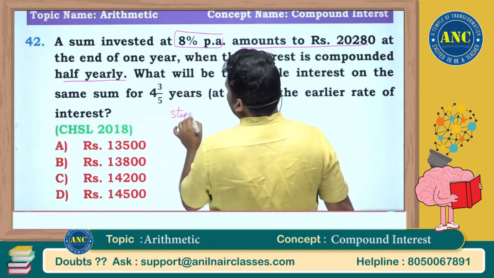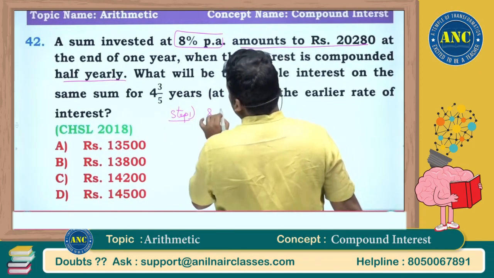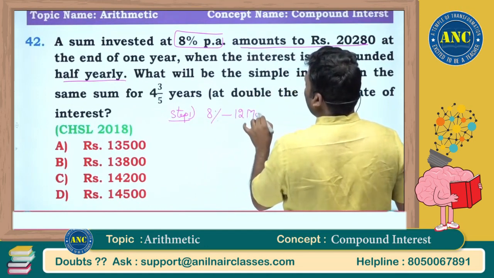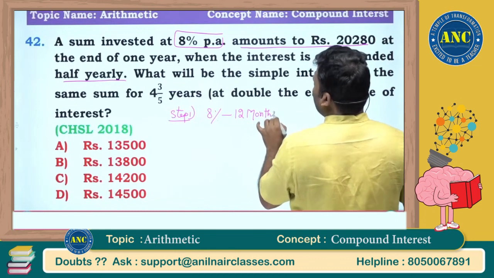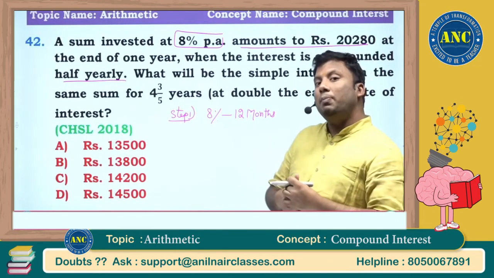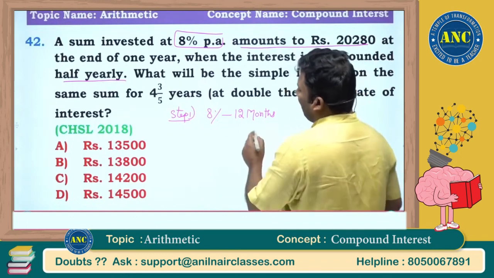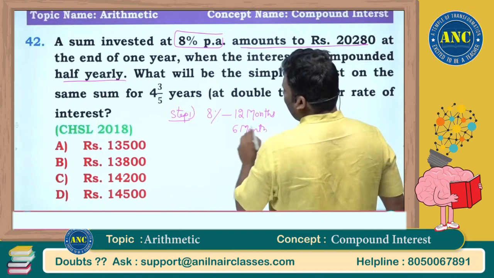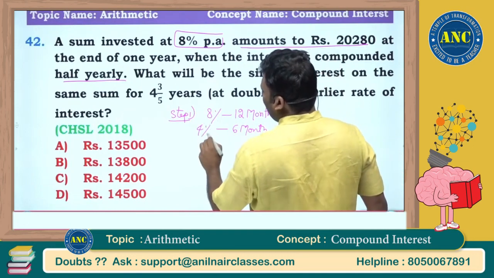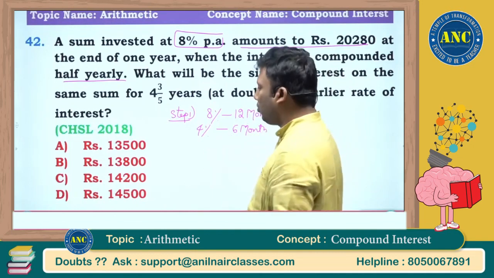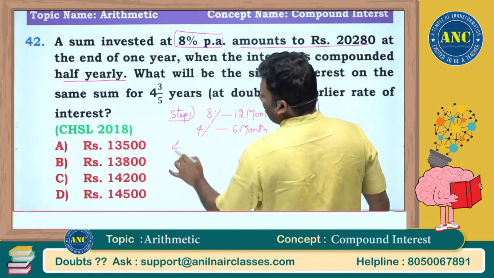Step number 1. It is mentioned that 8% is per annum. Annum is 12 months. For 12 months the rate of interest is 8%. Interest is compounded half yearly. Half yearly is 6 months. So the effective rate of interest becomes 4% half yearly. In a year, I am going to meet 2 times.